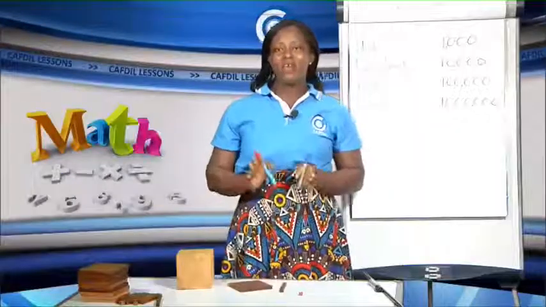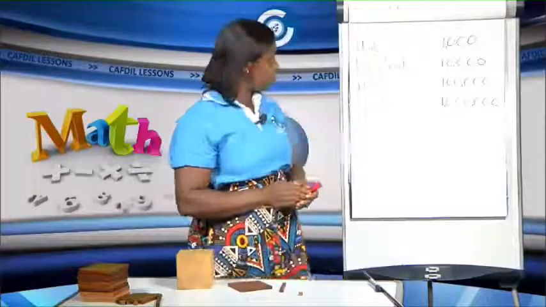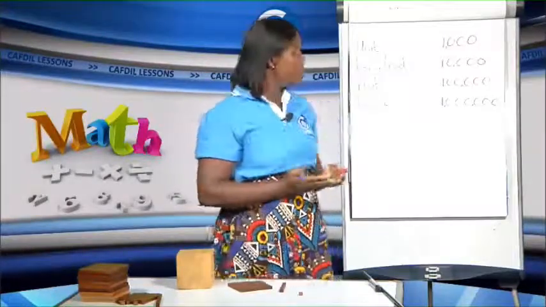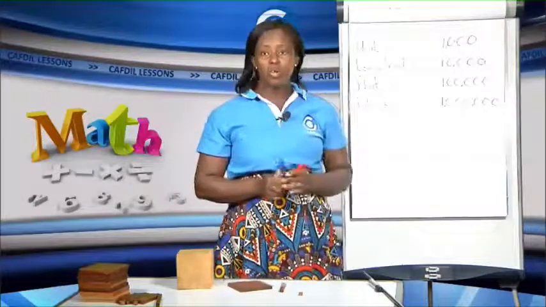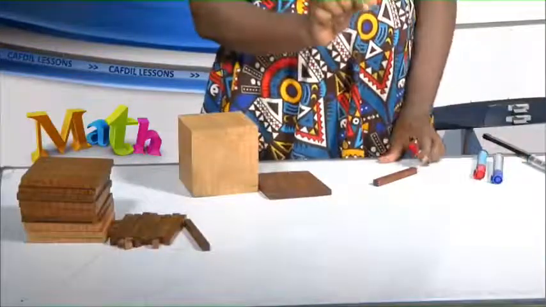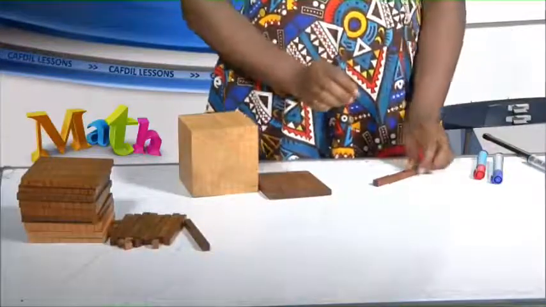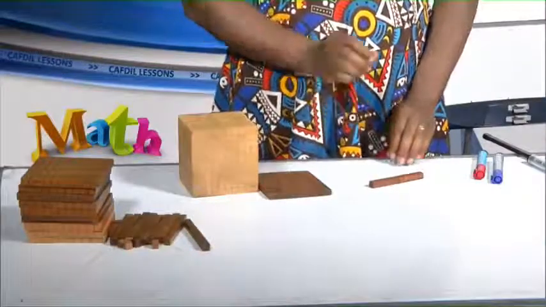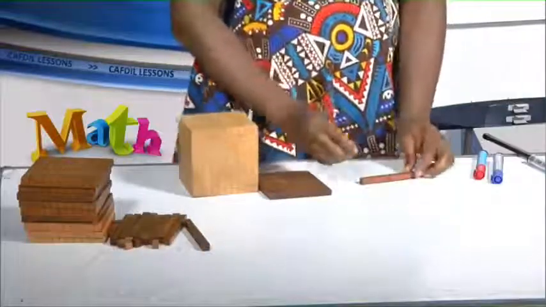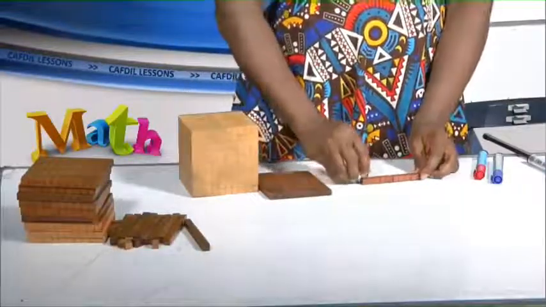Very good. I want us to do an exercise here. If a unit is 1,000, then how many units will make a rod? I have a rod. This is the unit. Let's look at the number of units that will give us one rod. So let's start. I'm putting it on it.